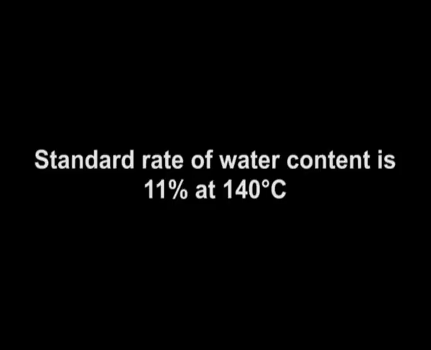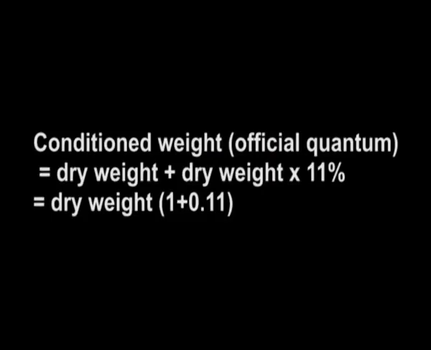Therefore, in the raw silk trade, 140 degrees centigrade is often mentioned, which is the raw silk quantum with dryness without water. If a further 11% is added, the official standard of moisture regaining capacity will be counted. The condition weight, also called the official quantum, equals dry weight plus dry weight into 11 by 100, which is equal to 1 plus 0.11.